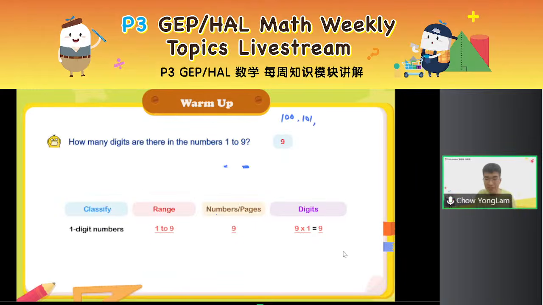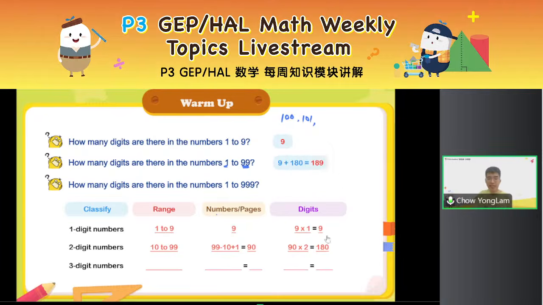So if they are my 3-digit numbers, let's see, starting from 100 to 999, they are all my 3-digit numbers. How many are there? So again, remember the rule, end minus start. But remember to plus 1. This will give me the number of consecutive whole numbers.